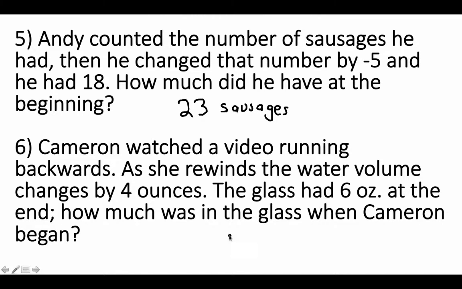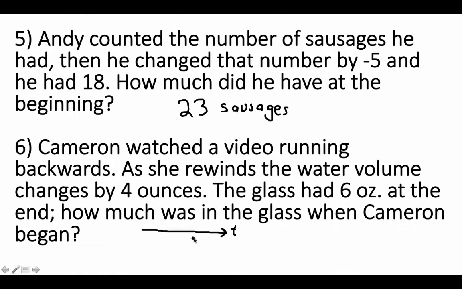Now, number 6 was probably the hardest one of all, because we're used to thinking about time in one direction. But it doesn't matter. We can still think, even though the time goes forward, we can choose to analyze situations going forwards or backwards. So it helps me to draw a timeline.